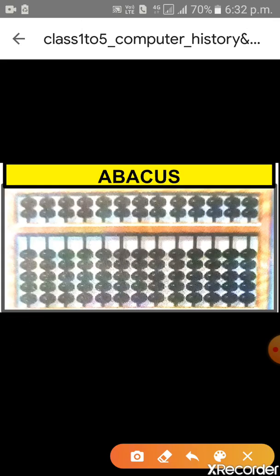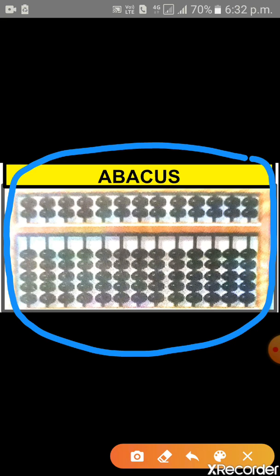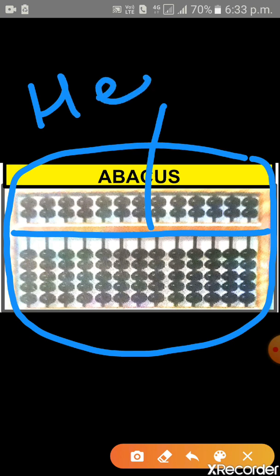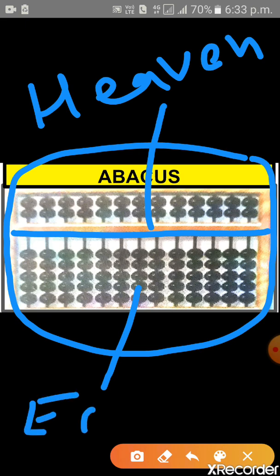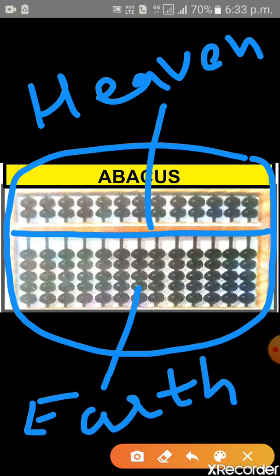Children, this is a picture of abacus. This frame is divided into 2 parts. The upper part is called heaven. The lower part is called earth. The upper part consists of 2 beads and the lower part consists of 5 beads. It is used for addition, subtraction, multiplication and division.